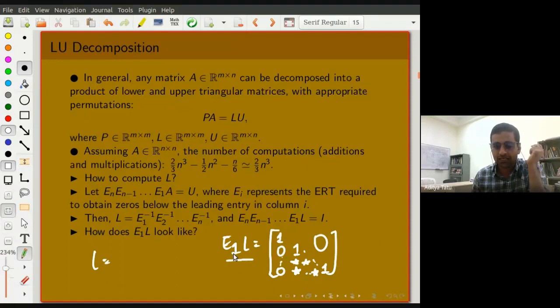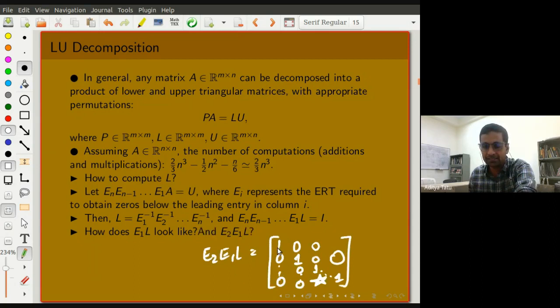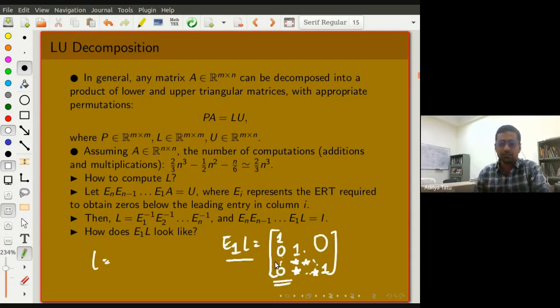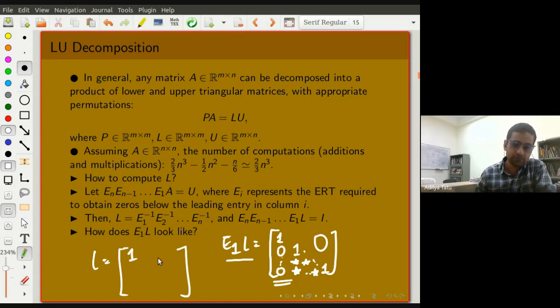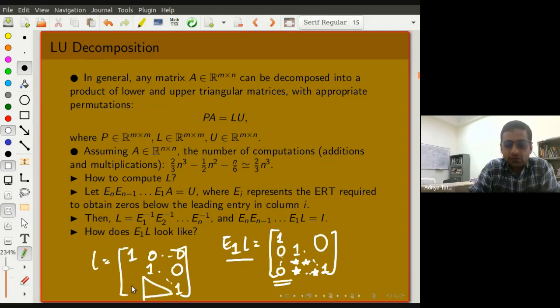My question is, if you agree that E1 into the matrix L is this kind of a matrix, and E2 into E1 into L is this kind of a matrix, what do you think is the first column of the matrix L? We know all the rest is this over here, so we know its diagonal and upper triangular part. Forget this part. Can you tell me what would be the first column of the matrix L, if E1 into L looks like this?